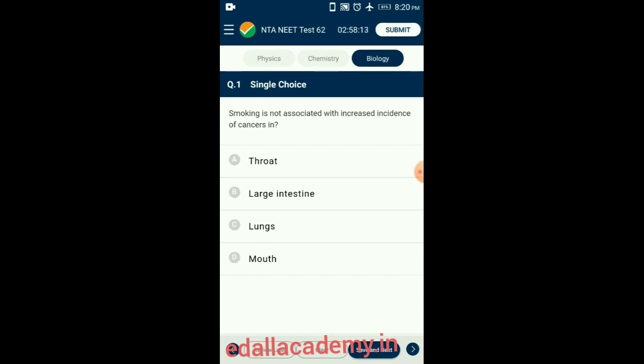Smoking can cause lip, throat, and lung cancer. It also causes diseases like emphysema. So the answer for this question is option B, large intestine.